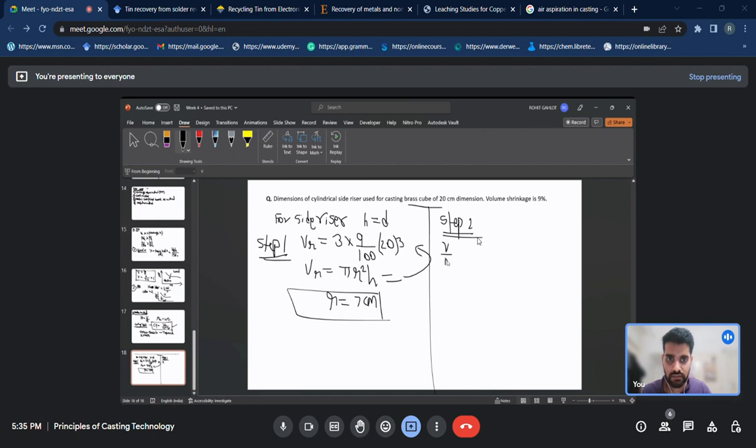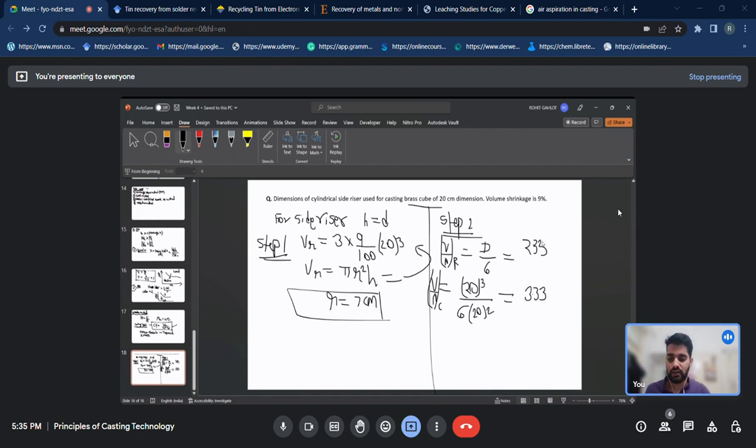So now V by A of the riser is D by 6. If you calculate it, it will come as 2.33. Now from here we can calculate V by A of the casting as 20 cube of 20 divided by area, which will be 6 times side square. So it will be like 3.33.